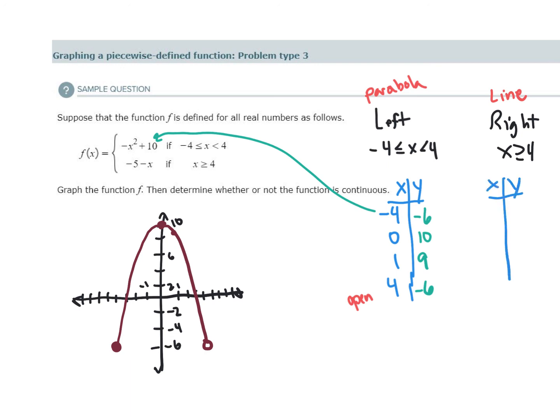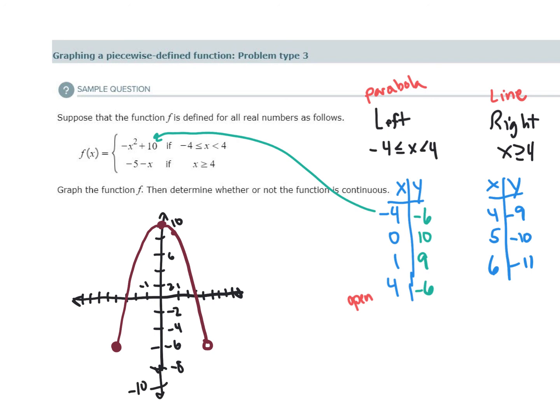Now for the line part, I'm just going to pick some values bigger or equal to 4: 4, 5, 6, and I'll just plug those in. So negative 4 minus 4 is negative 9. Negative 5 minus 5 is negative 10, and then negative 11. So I'm going to make my graph go down a little bit more. Negative 8, here's negative 10.